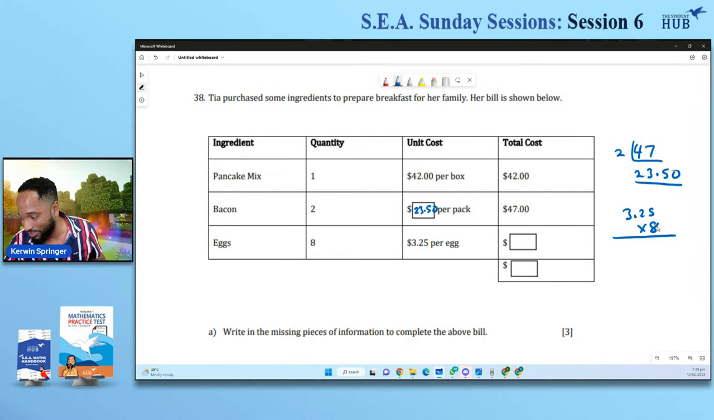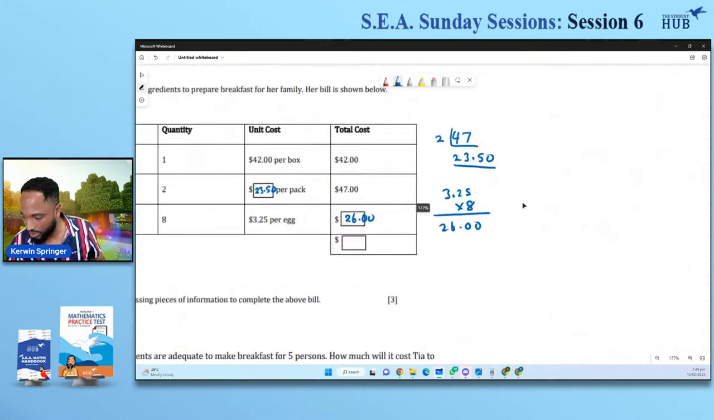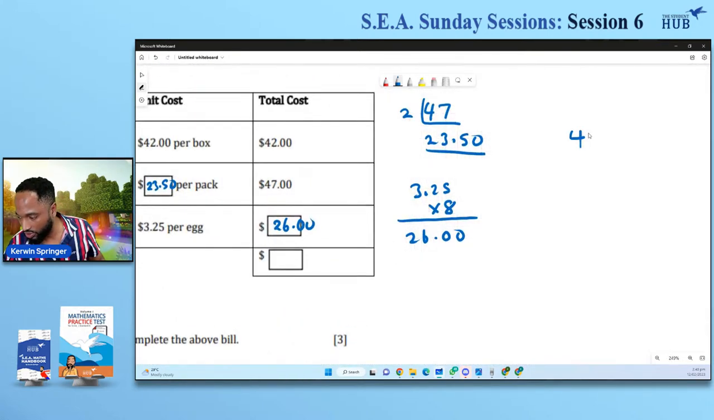So 8 by 25 is 2. And 8 threes are 24. So this is 26. How much y'all get for this? $26. I kind of speeding up the multiplication here. And 26 plus 42 plus 47. 26 plus 42 plus 47. So 42, 47 and 26.